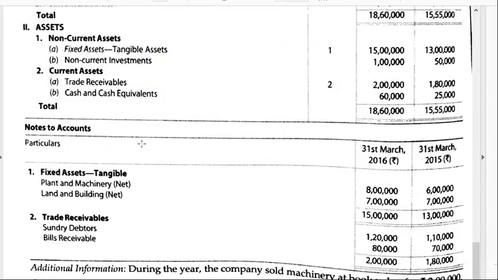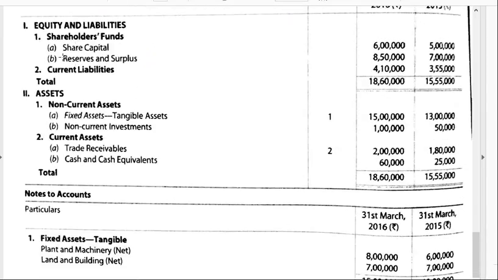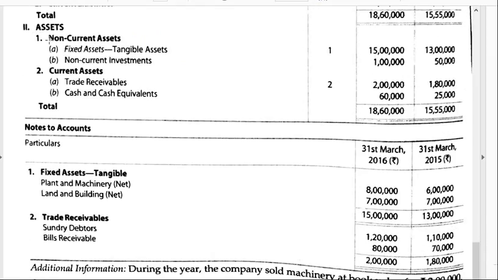See the question carefully. Share capital, reserves and surplus? No. Current liabilities, operating activities. On the asset side, we have the non-current asset, fixed assets, we have dealt with because we were given the information regarding plant and machinery. Land and building, opening balance was 7 lakh, closing balance is 7 lakh. Clear?